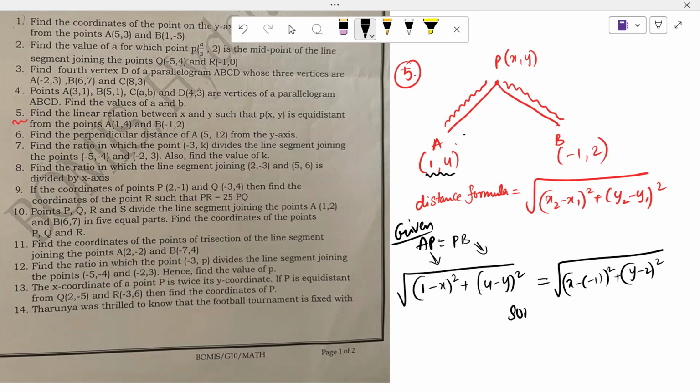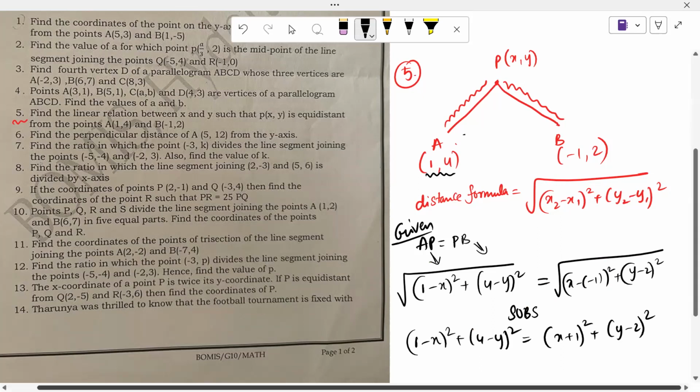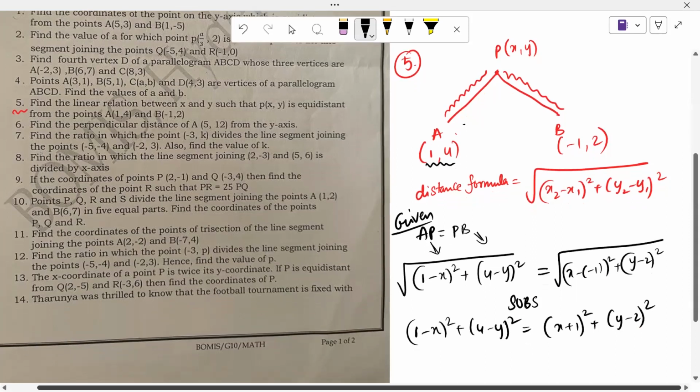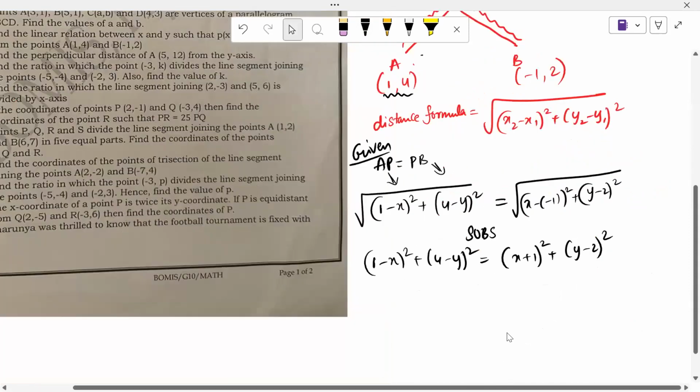Next, do squaring on both sides. Then you will get (1 minus x) whole square plus (4 minus y) whole square, which is equal to (x plus 1) whole square plus (y minus 2) whole square. Now expand this one. Expand like the (a minus b) whole square formula. So (a minus b) whole square formula, you know, right? a square minus 2ab plus b square.